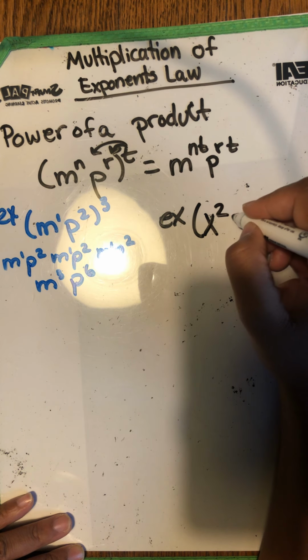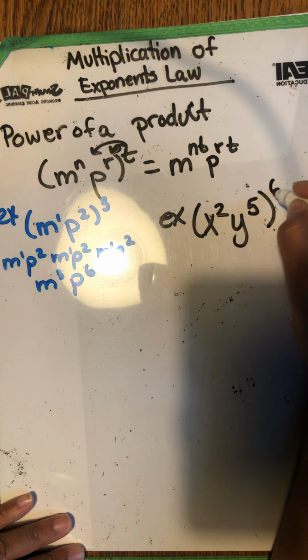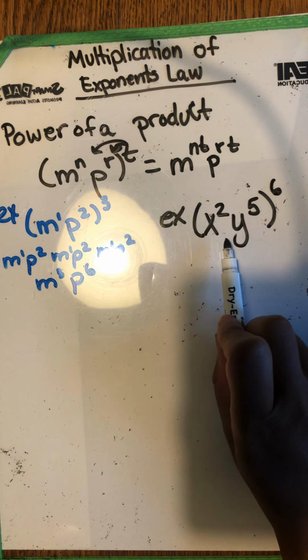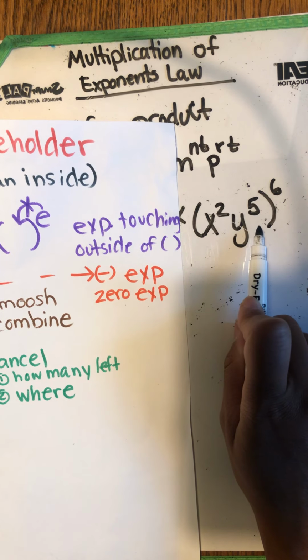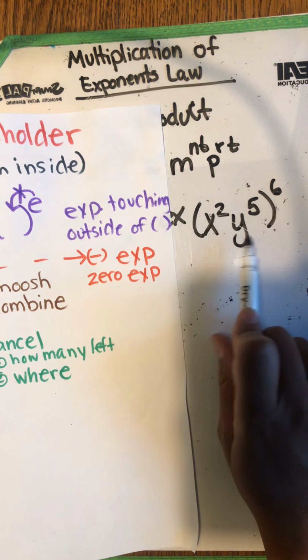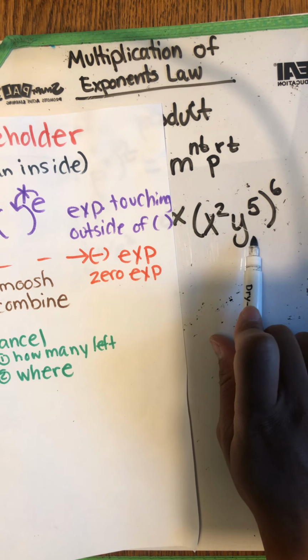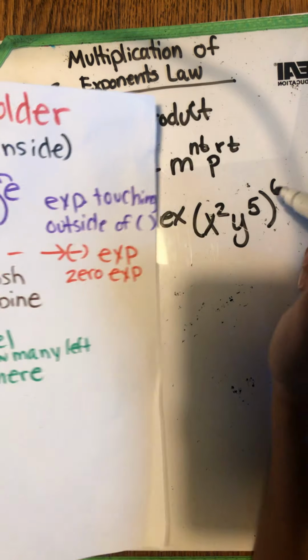x squared, y to the 5th, and to the 6th. So I'm going to see, does anything need a placeholder? No, they both have exponents. Can I put them together inside? No, x's and y's don't get put together. Don't make it xy to the 7th. That is not correct.